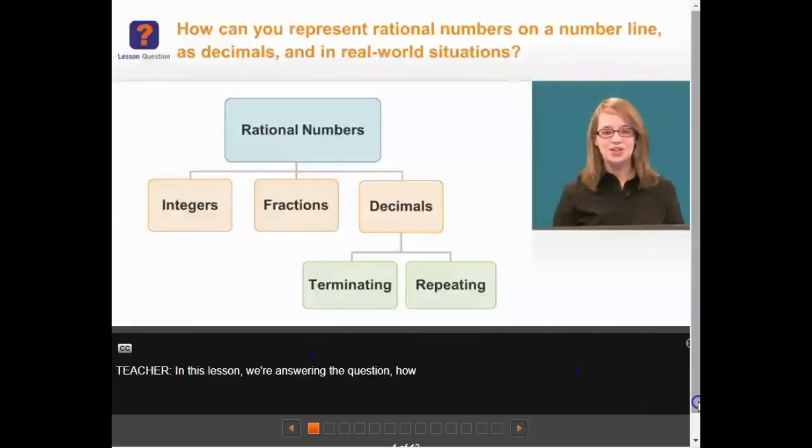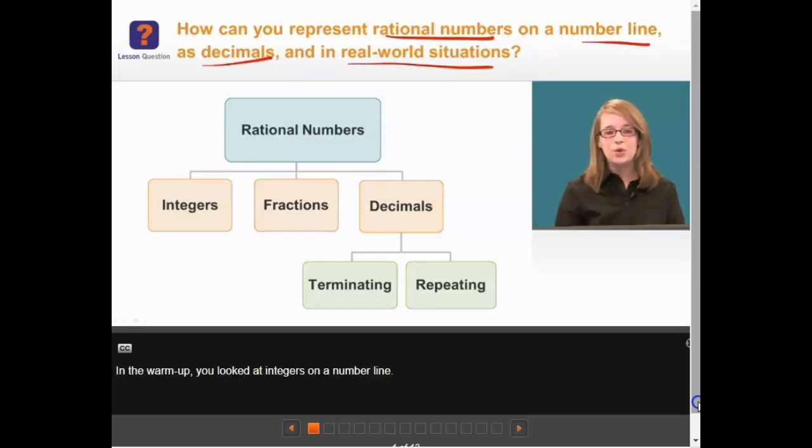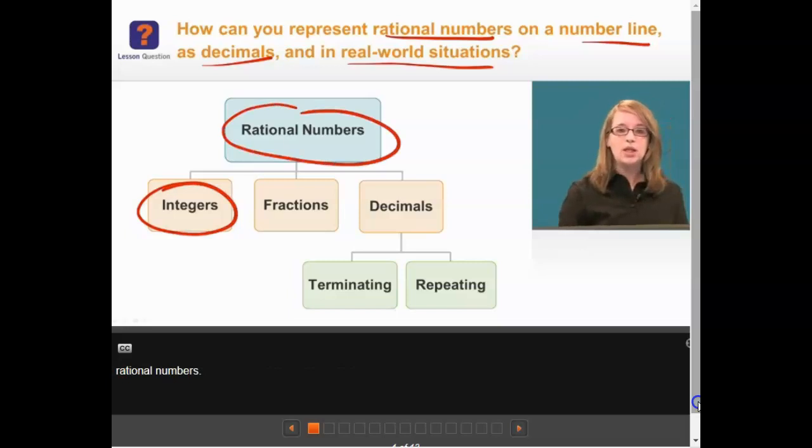In this lesson, we're answering the question, how can you represent rational numbers on a number line, as decimals, and in real-world situations? In the warm-up, you looked at integers on a number line. Integers are part of a larger set of numbers called rational numbers. Let's take a look at this type of number.